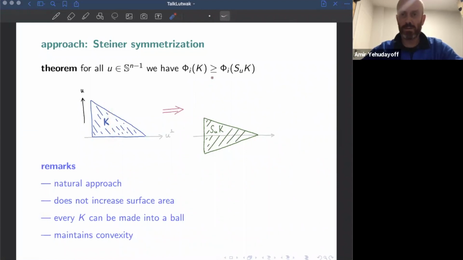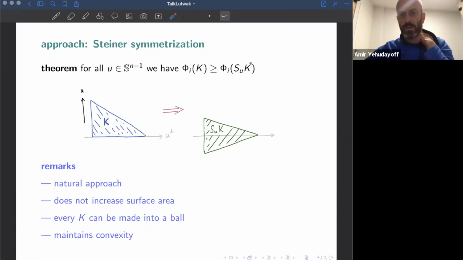A third property is that if you apply this operation again and again and again, you can make any body into a ball in the limit. And the fourth property is that if this body is convex, then also the symmetrized body is convex. So it's a very nice operation, and it's very well known.